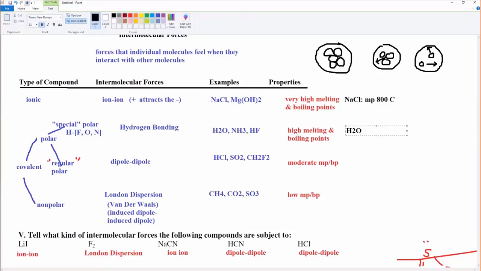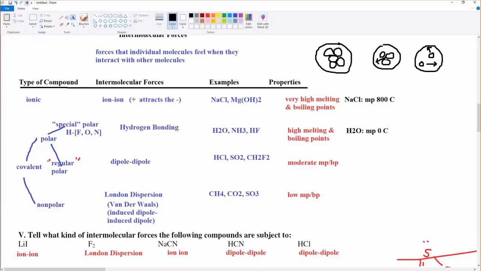Water, as our poster child for hydrogen bonding, has a melting point of what? What's the melting point of water? 32. 32? Erica. You're right, it's 32 Fahrenheit. What is that in Celsius? Okay, we're good. 0 Celsius. Just so that we're comparing apples to apples, right? So if we have 800 Celsius with sodium chloride, 0 Celsius for water.